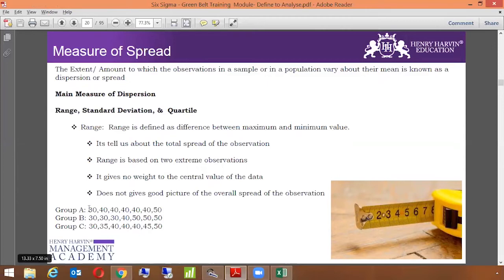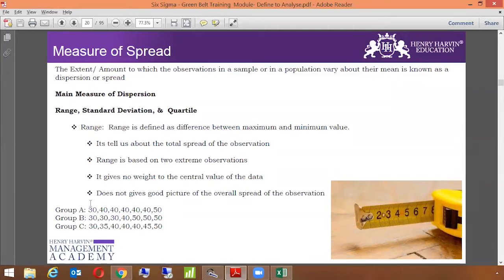If you look at this example here, if you want to calculate range, the formula for range is the difference between the maximum and minimum value. So here the maximum value is 50 and the minimum value is 30. The range here is 20. You can use Group B and Group C examples also to calculate the range.